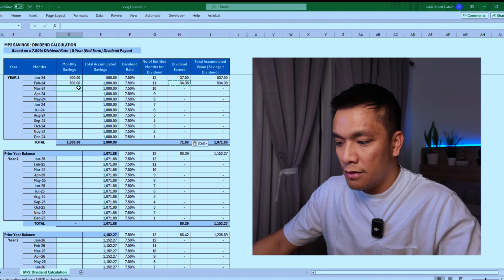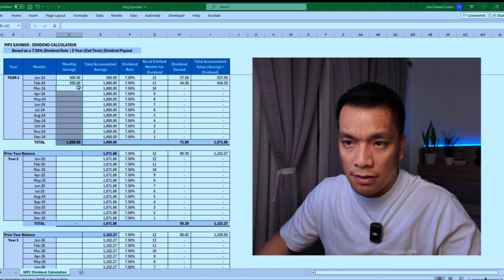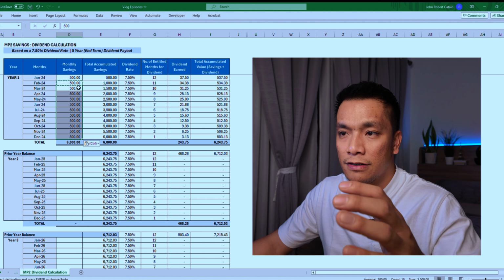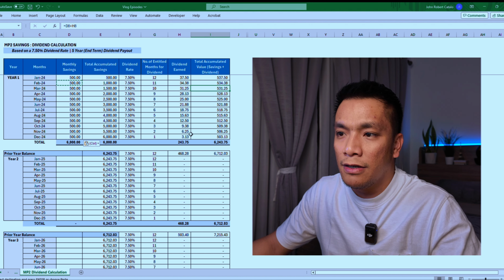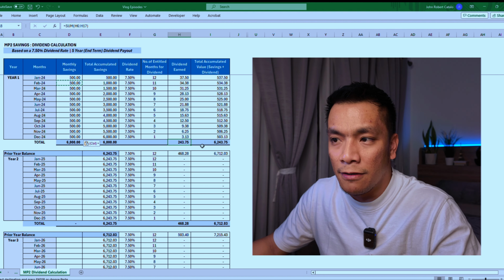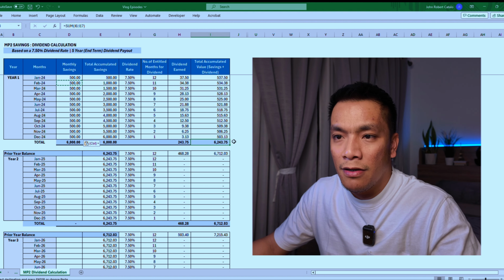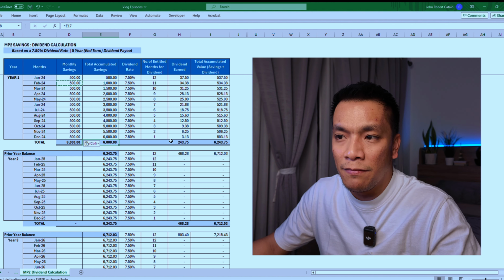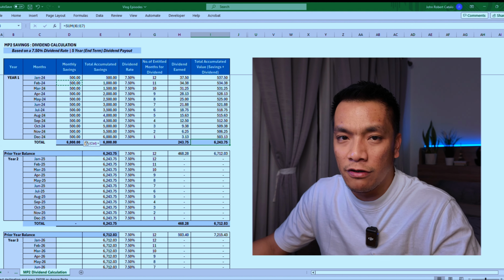Naka-formula na siya and again, let's assume na maghulog kayo ng 500 until December. So, ito na yung magiging total accumulated dividend mo for the year 2024 or for the first year. And total value na ng pera mo, which is the accumulated savings mo plus the dividend earned, 6,243.75.